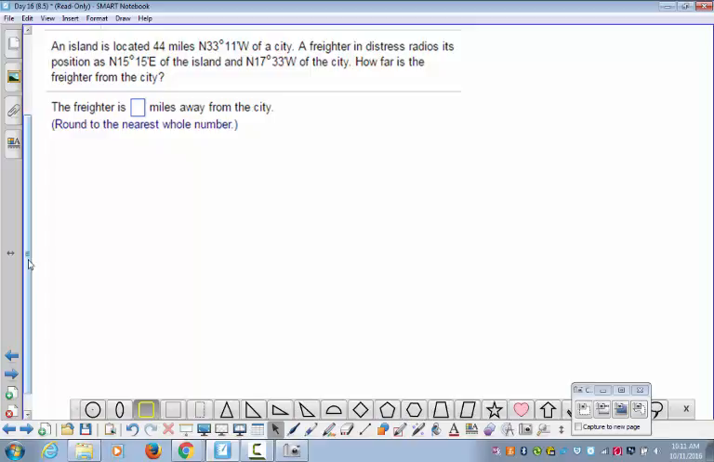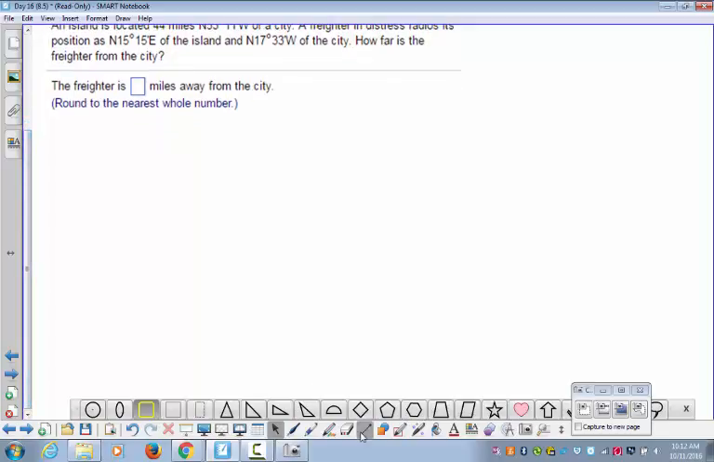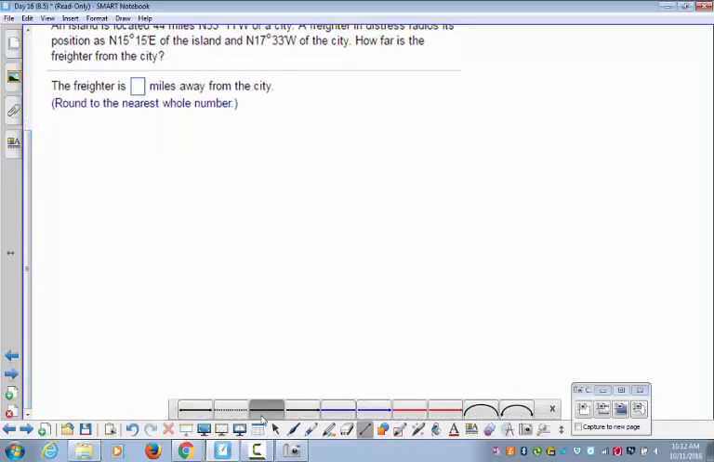Okay, so we have an island located northwest of a city. So island, city. Right? So the island is north and west of the city, and the freighter in distress radios its position as north and east of the island. All right, so we've got the city, and then northwest of the city is the island, and then northeast of the island is the freighter. So we just have to give ourselves enough space to get all those things in there properly. So I think if I start over here, it will be good.